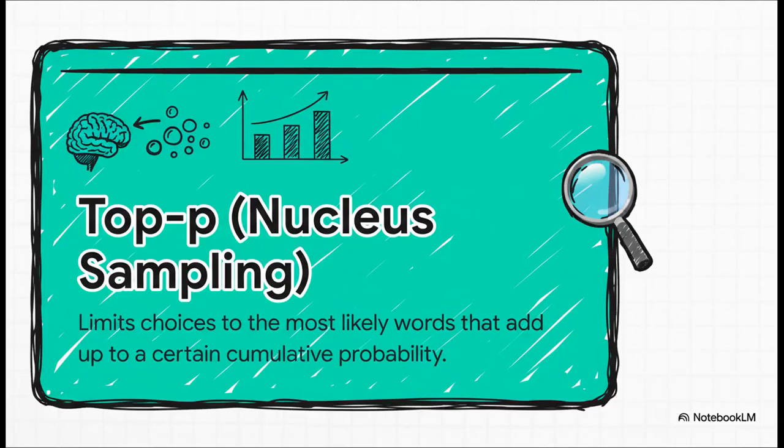Next, we've got a setting called Top P, which is sometimes called nucleus sampling. This creates a short list of the most likely next words. So instead of looking at every single word it knows, the AI just makes a smaller pool of top candidates that together reach a certain probability, let's say 90%. Then it only chooses from that list. This is great for stopping it from picking some bizarre, low probability word that would just derail the whole sentence.